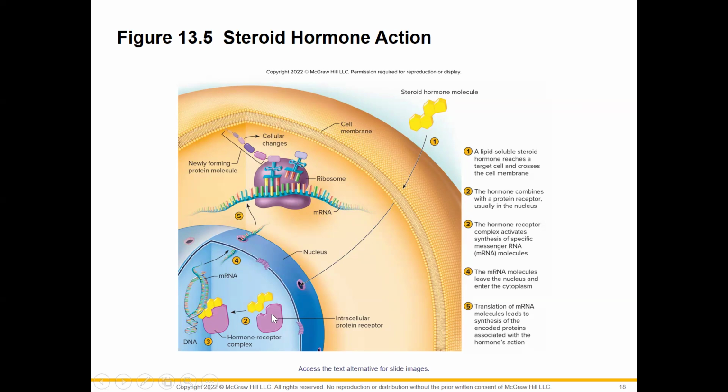And once it binds, you have the hormone receptor complex that will then cause transcription, or the reading of part of this DNA strand, that will then make some product. And that product, here is an example of that. That product will then cause some changes in the cell, around the cell. It will cause some kind of change.